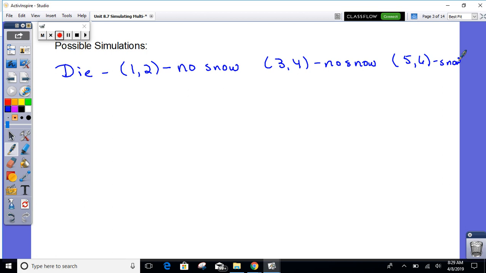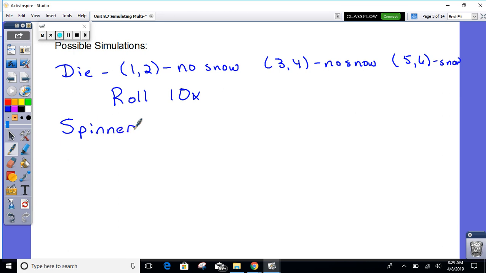How many times would we have to roll the die for a trial? 10. Why 10? Because it's 10 days. There's 10 days, so we have to roll the die once for each day. What else could we use for a simulation other than dice? Andrew? A spinner.